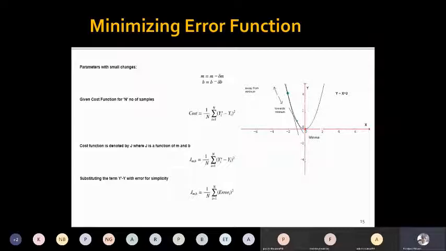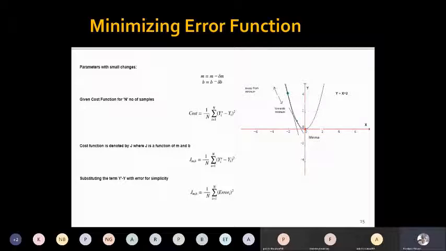Next, I will change a very small amount of value in m, which I am signifying by del m. Similarly, I will change a small amount of b by del b and see how it alters the cost function. So here we are showing how we are trying to minimize that.